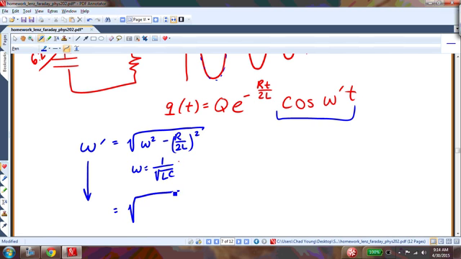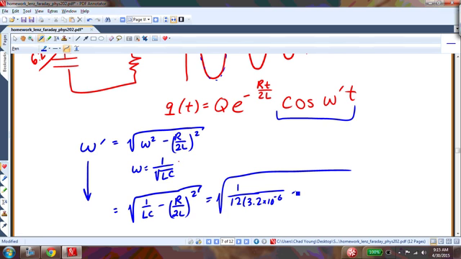So let's just calculate what omega prime is. It's going to equal the square root of 1 over LC minus R over 2L, squared. I have all these values, so that's going to be 1 over 12 times 3.2 times 10 to the minus 6. That's 1 over LC, minus R. Let's see, R is 7.2 ohms, divided by 2L. And L was 12 henries. Right, so that gives me my angular frequency of the circuit, and I find that to be 161.4.